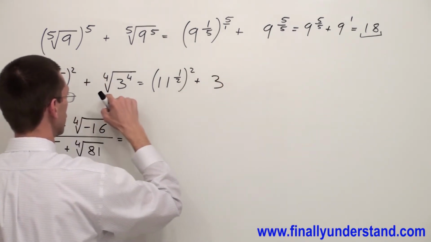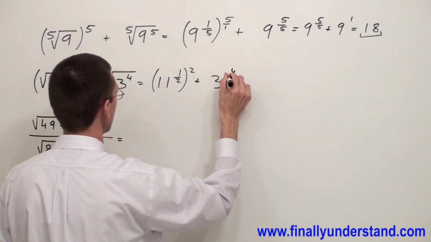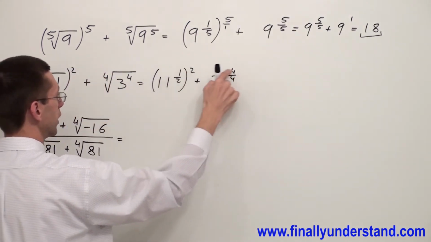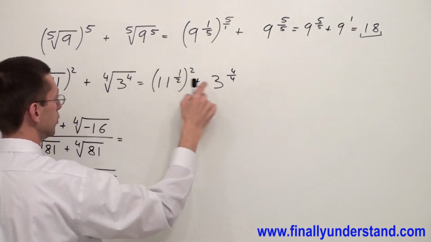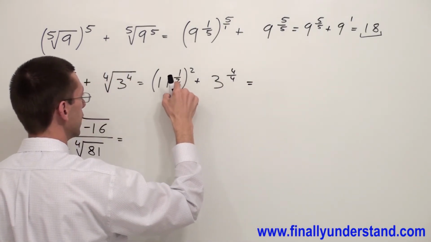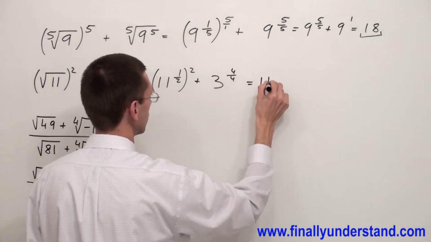3, again, I'm going to convert this to the exponential form. I'm going to have 4 over 4. Remember, this 4 is going to be my numerator, and the index is going to be my denominator. Now, I'm going to multiply 1/2 times 2, which gives me 1. That's why I have 11.